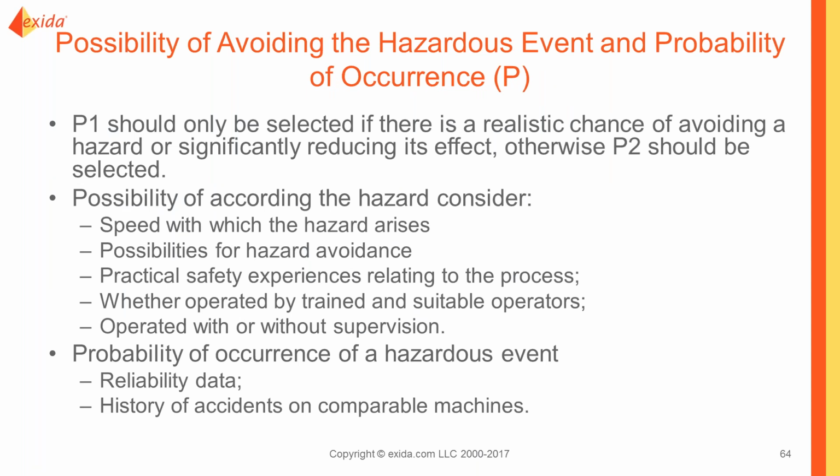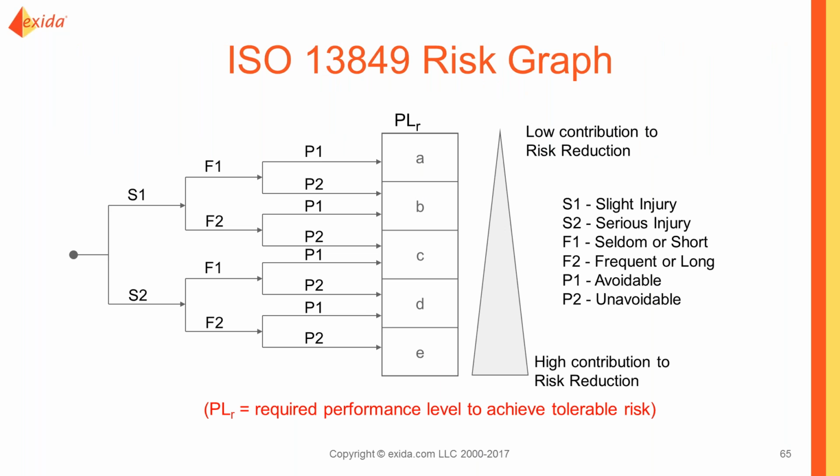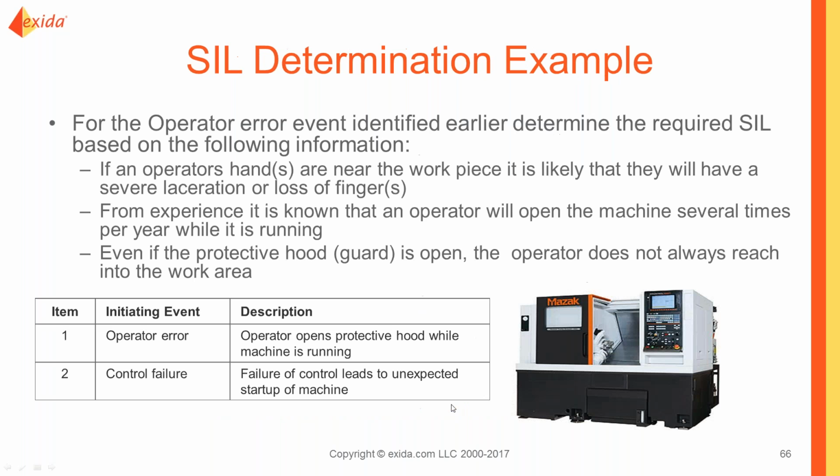Probability of avoiding it, again, it gives us guidance. P1 if it's realistic to avoid it, P2 if it's not realistic, you should select P2. And now we've got our risk graph. So we've got severity, frequency, and probability of avoiding, and we're going to go through that, and we're going to get our target performance level.